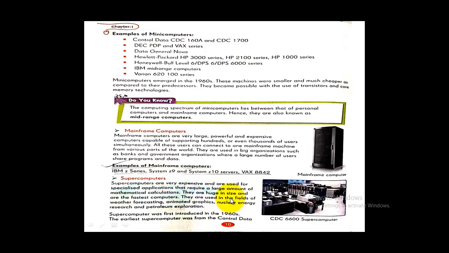Supercomputer. Now, weather forecasting, animated graphics, nuclear energy research, scientific and petroleum exploration.